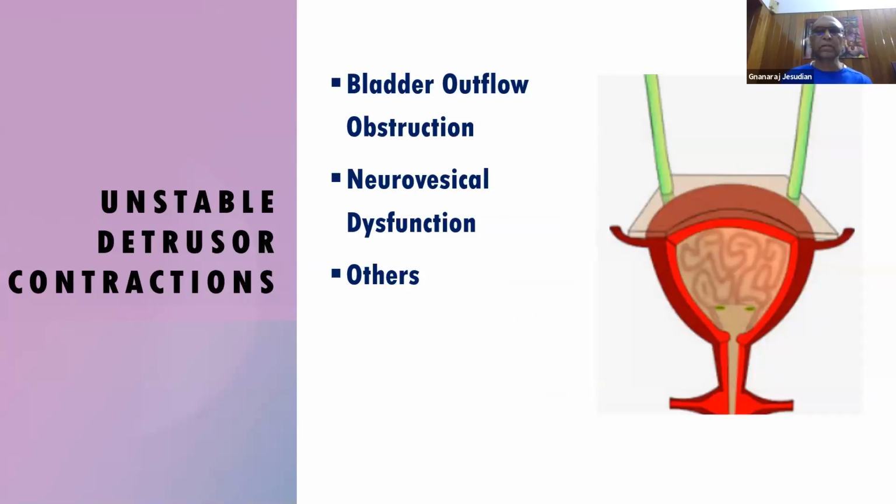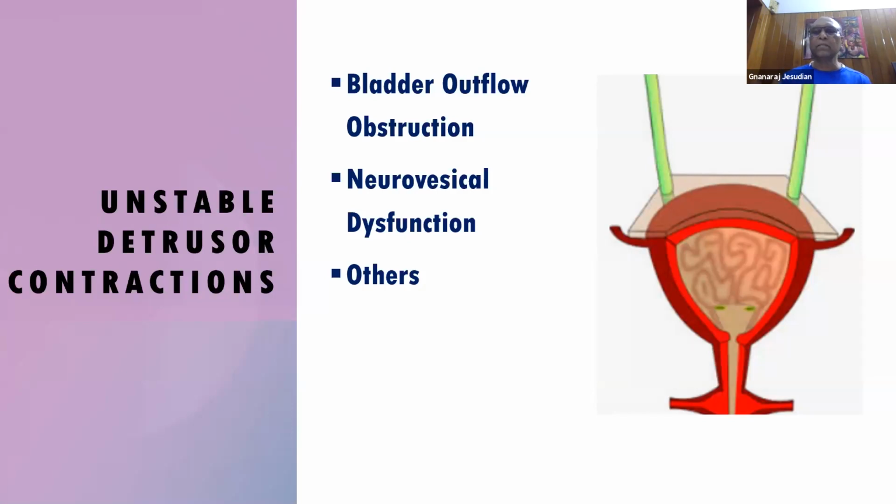Then what we look for is what is called the unstable detrusor muscle contraction. The detrusor muscle is the muscle which makes the bladder contract. Normally the bladder muscle should contract only when the patient is trying to pass urine. So if it contracts before that, these contractions can be recorded.